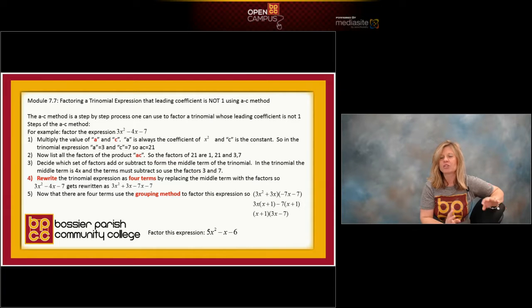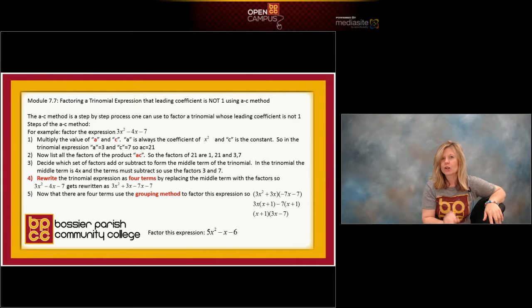Now, the first thing you have to know is the definition. A is the coefficient in front of x squared, and C is your constant. So if you look at your expression, it's in the correct descending order. A is your coefficient in front of x squared, so that's the number 3. C is your constant, that's the number 7. Don't worry about the signs right now. So what you're going to do is take the A, the 3, and the C, the 7, and multiply them together, and 3 times 7 is going to give you 21.